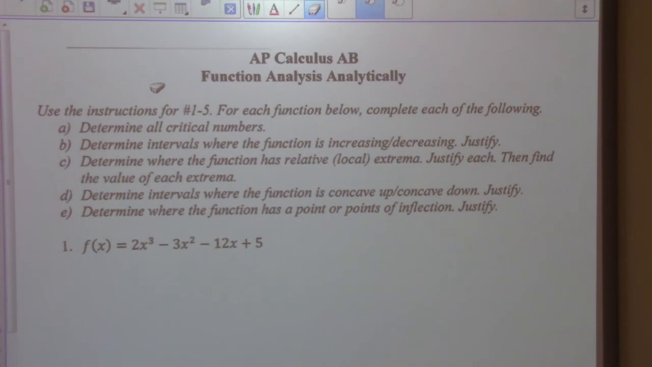This kind of thing would be a perfect quiz for tomorrow, just the same questions but a different function. Do I have to find the second derivative? Yeah, you would, because you have to find concavity and points of inflection. So that's how you know you need to find a second derivative, right?